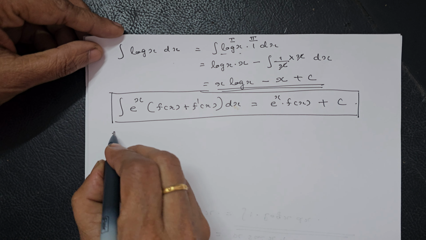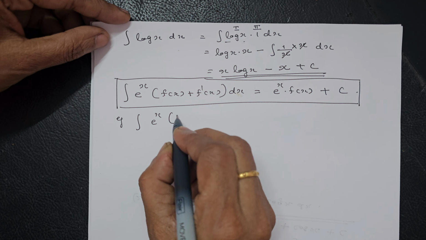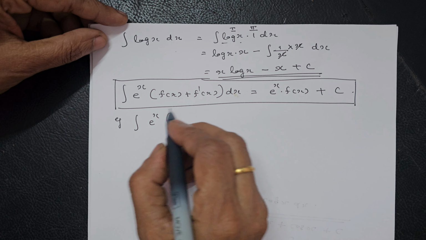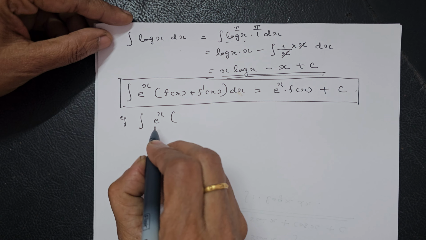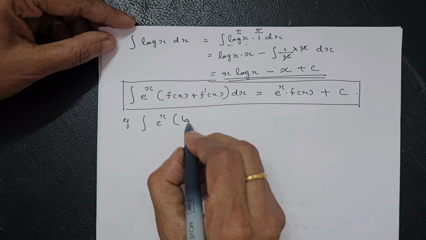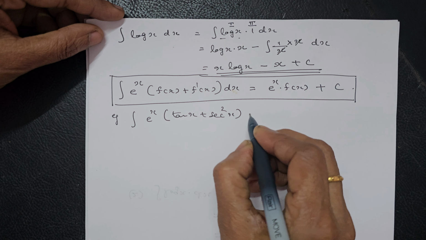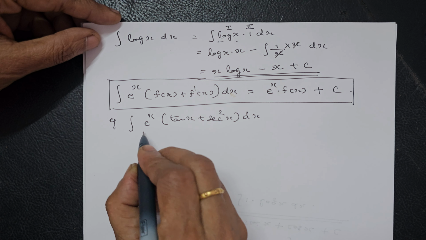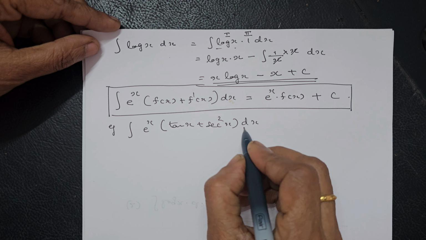For example, if I give you a question, integral e raised to x into, in order to apply this one, one multiplier should be e raised to x, and the other one should take up this particular form. For example, tan x plus secant square x dx. Look at this. It is actually e raised to x into tan x plus e raised to x into sec square x, two times by parts rule.